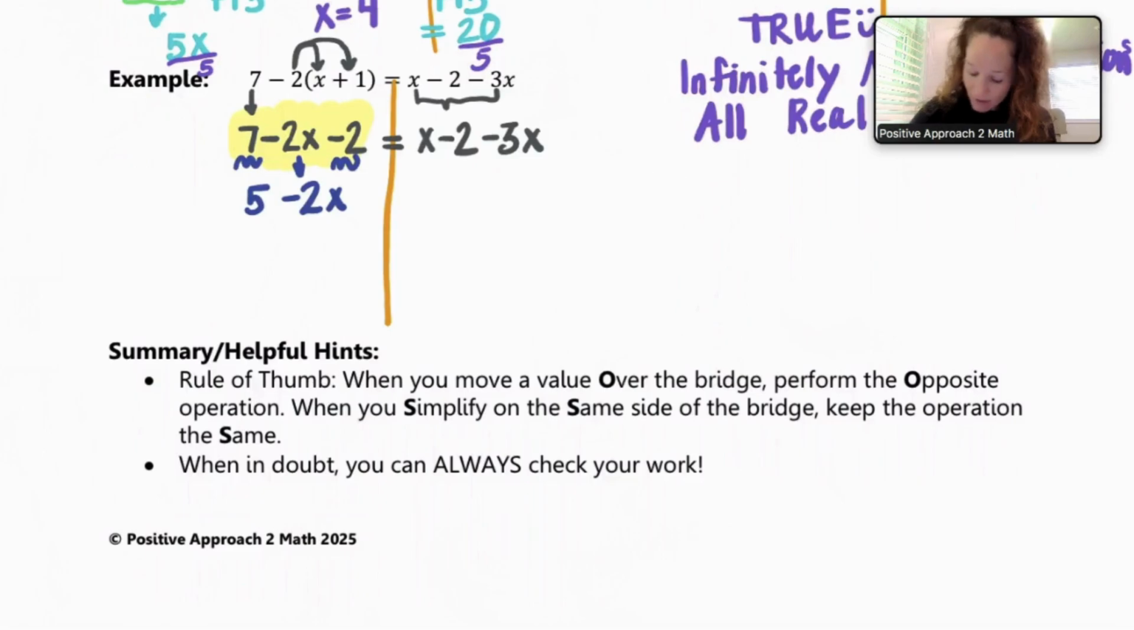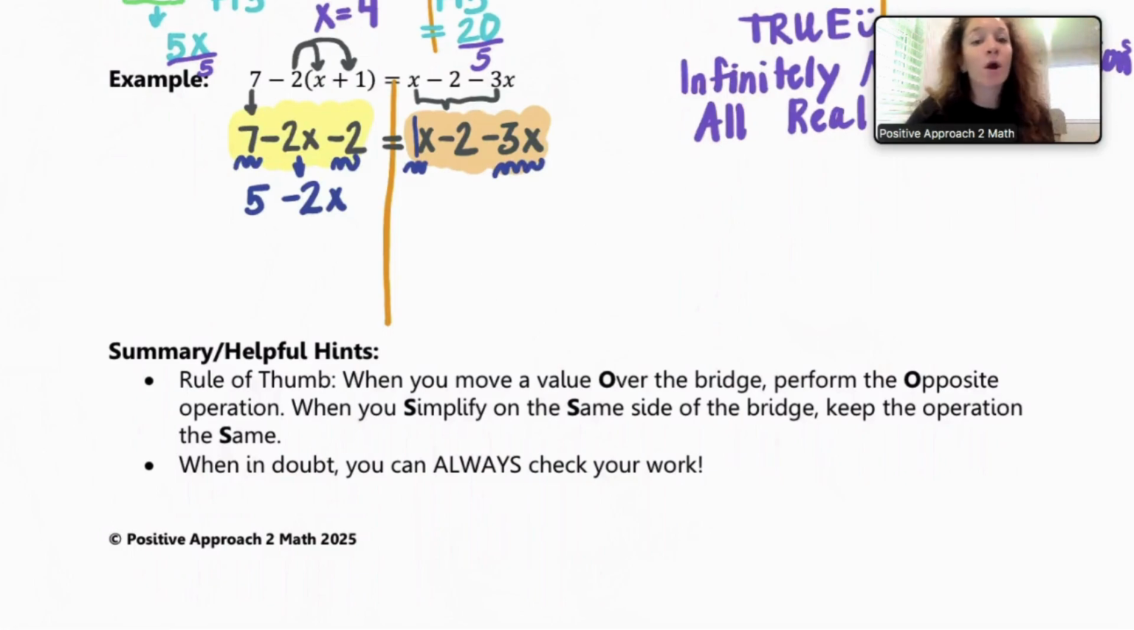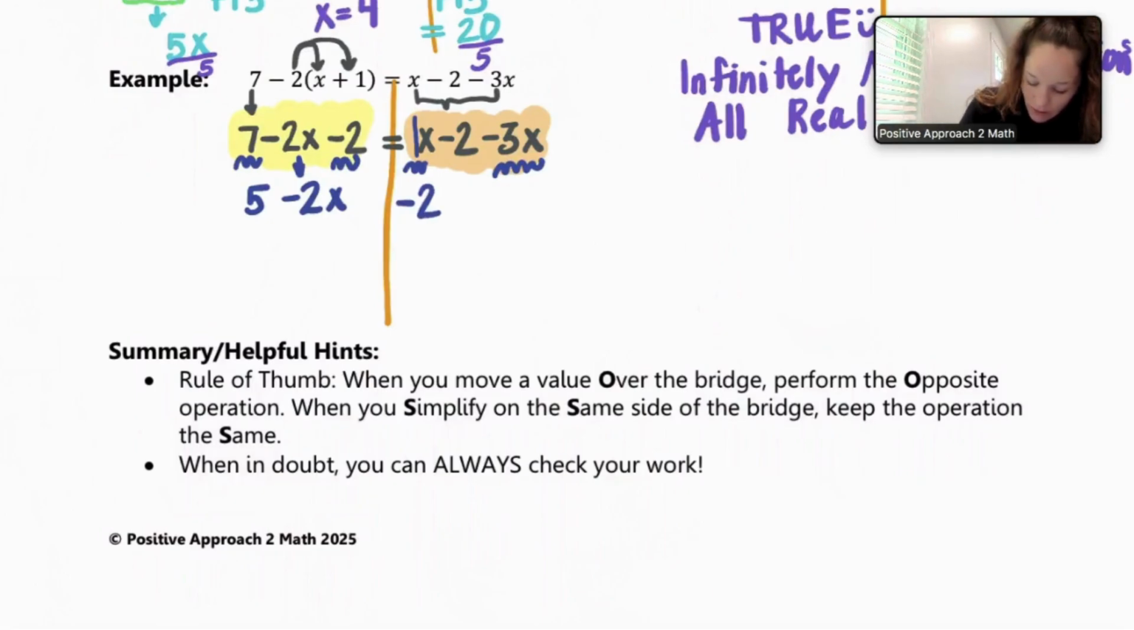Looking at that right-hand side, I'm going to right now put a little 1 in front of that x. That's the invisible 1. I do see like terms. I see 1x minus 3x. I'm going to combine those. Same side, same operation that I see. 1 minus 3 will give me negative 2. And I'm going to attach the x. And then I'm going to bring down that minus 2. Can't forget my equal sign.